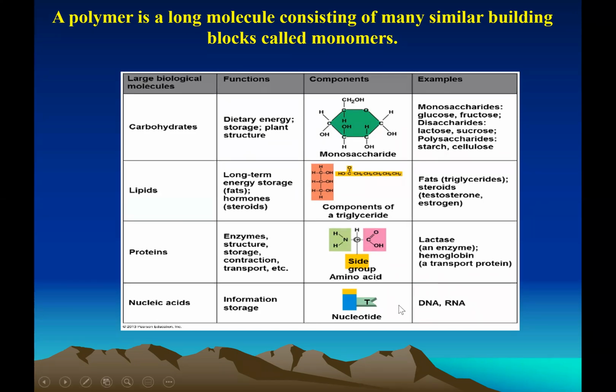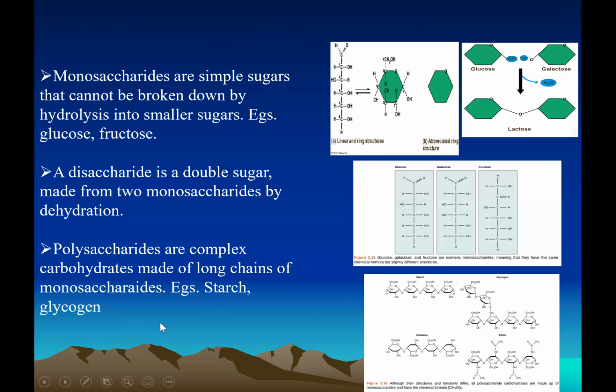Nucleic acid is a polymer made up of nucleotides. The main nucleic acids in our body are deoxyribonucleic acid, DNA, and ribonucleic acid, RNA. So these are the information molecules in our body. So we'll see each one of them in a little bit more detail. So we have carbohydrates first.